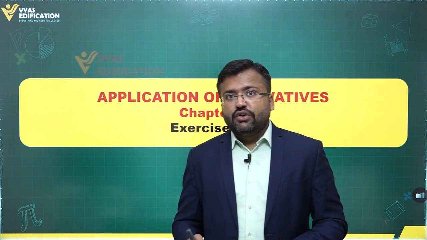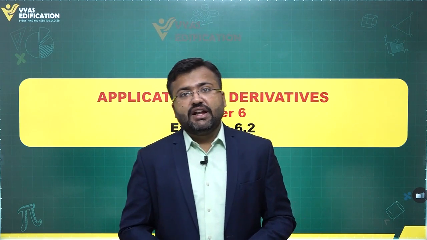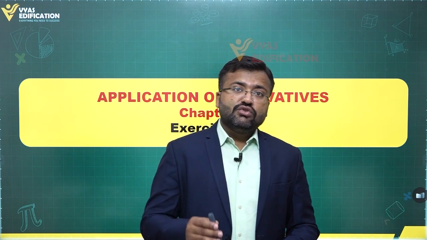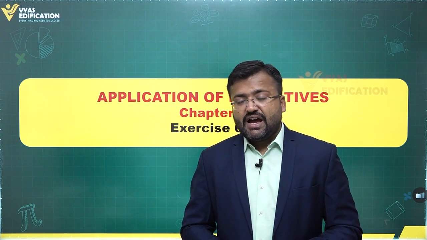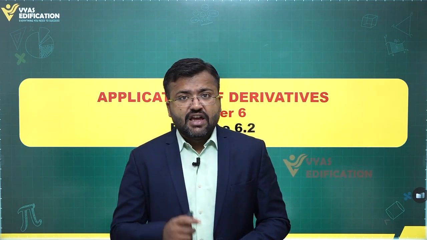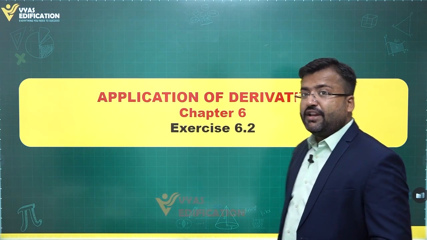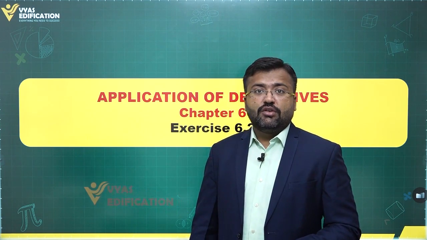So, a lot of theorems are given in the text before this exercise, and those have to be dealt with very carefully. If you read those theorems and practice questions on them, you will not find any difficulty in going through this exercise. Here, we will be discussing each and every question from exercise number 6.2, beginning from the first one. Let's talk about the first question.